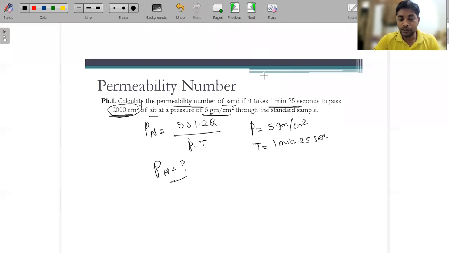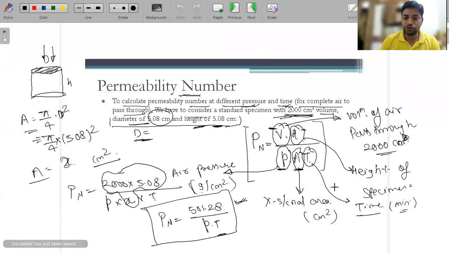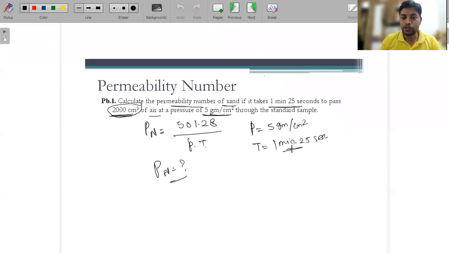Because in the last slide I told you that this time should be in minutes only. And here the time is given to you as 1 minute and 25 seconds. So you have to convert that into minutes. So here 1 minute, and if you convert the 25 seconds into minutes, it will be 25 by 60 minutes, so 1 minute plus that. Just calculate the time from here and then put the value in. So please first tell me the value of time, how many minutes you are getting.